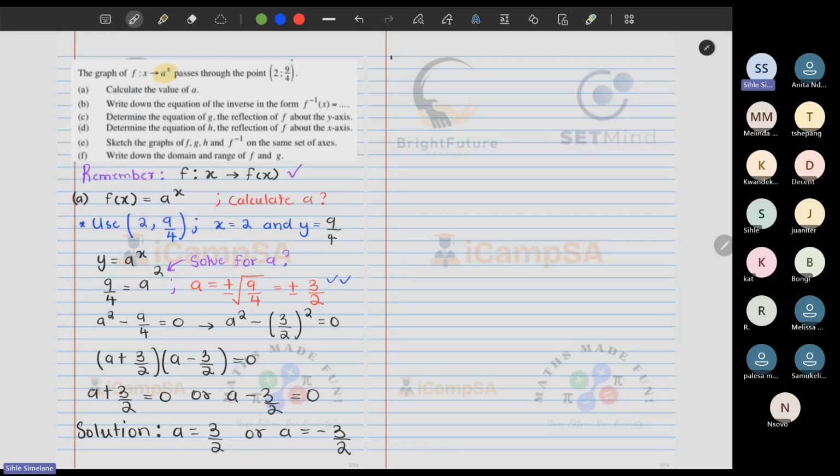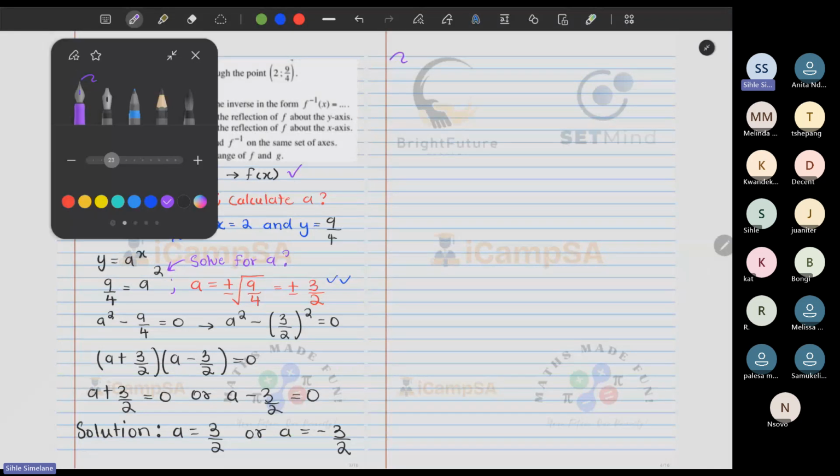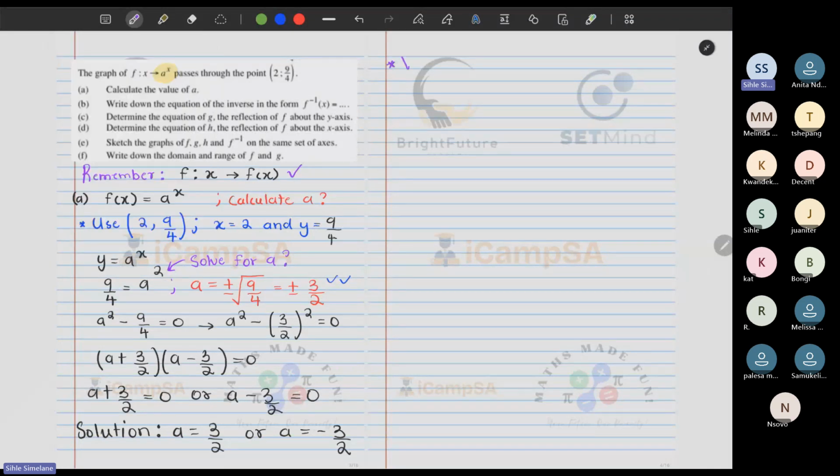Okay, let's go to B, and we'll worry about which a value we should take later. So for B, they say write down the equation of the inverse in the form of f minus 1 equals that. So now my question maybe for you guys should be, before we move on, which value of a should we take? So which a is correct? Anyone?